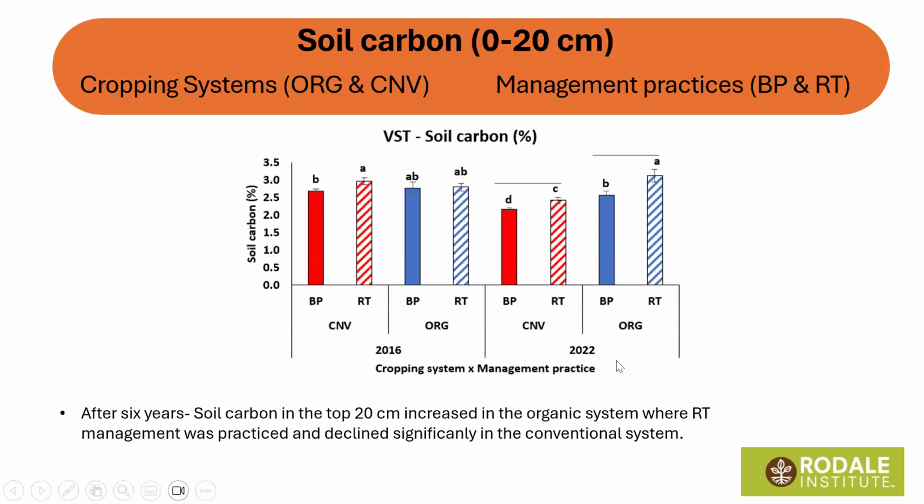However, the good news is that when we looked at the organic system, 6 years after establishment, we found that we have increased the carbon by 1% in the reduced tillage organic, and we are still at the same level of carbon, so we are not building there, in the intensive tillage black plastic organic.